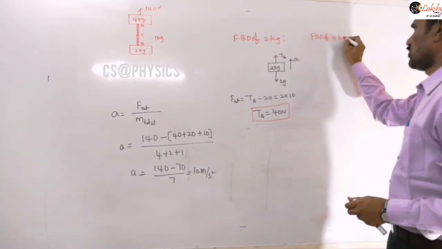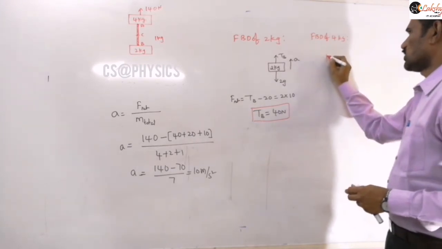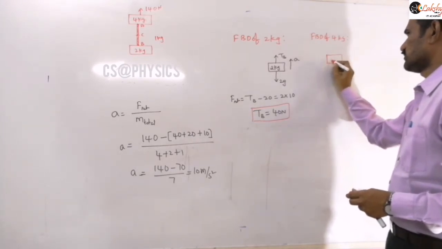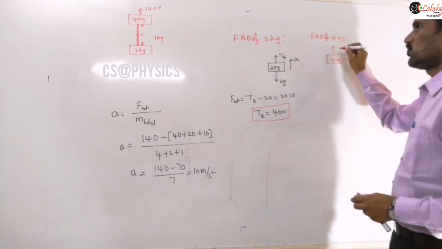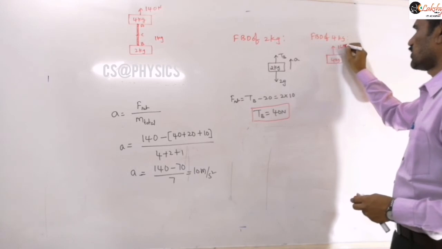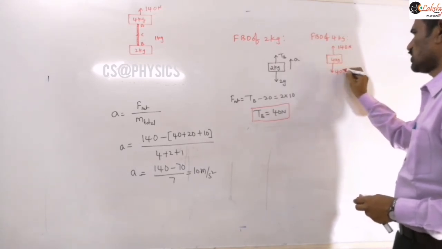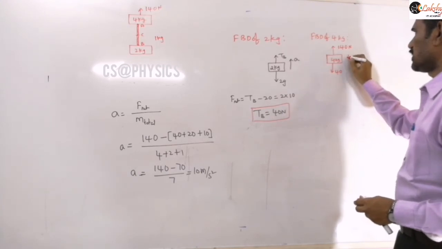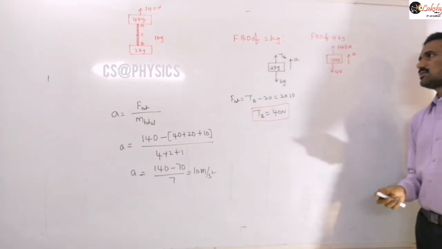So FBD of 4 kg. If you take the FBD of the 4 kg block, then what are the forces acting there? The applied force is 140 newtons, and the weight of this block is 40 newtons, or 4g. But this system is accelerating, that is, the block is accelerating in the upward direction with acceleration A.